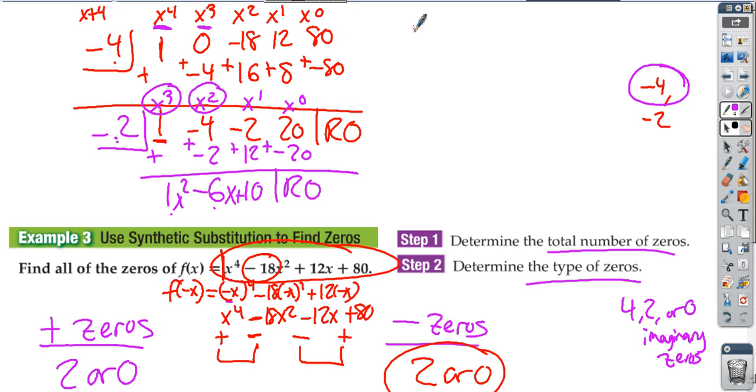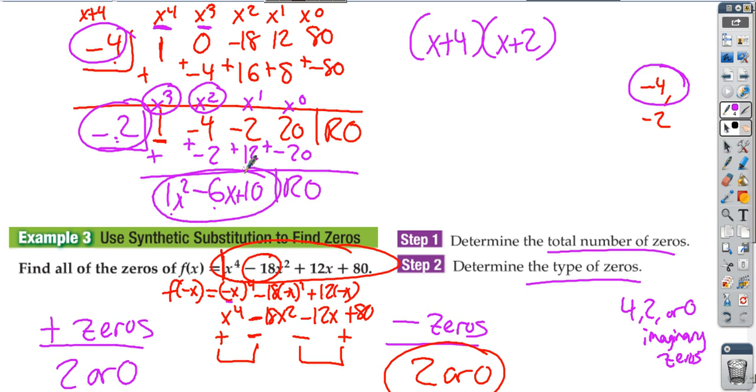So now we have this. We basically have x plus 4, that's coming from this negative 4, times x plus 2, because that's coming from this right here. If you plug in negative 2, you get 0. And now this is what's left. We have x squared minus 6x plus 10. We need to find 2 more zeros out of that. And the easiest way to do it is probably using the quadratic formula.